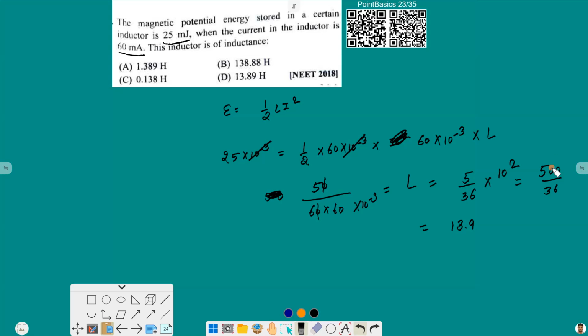If we want to approximate it, we can approximate it to 40. So that will be 500 by 40, 25 by 2, or 12.5. The nearest possible is 13.89. So option D will be the right answer here. Let's move to the next one.